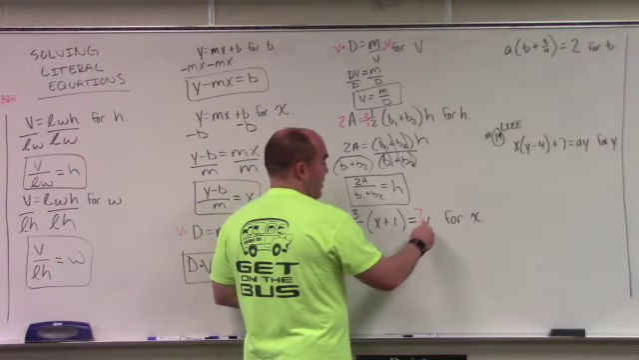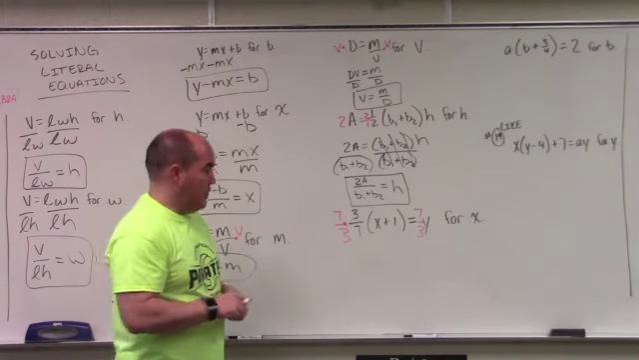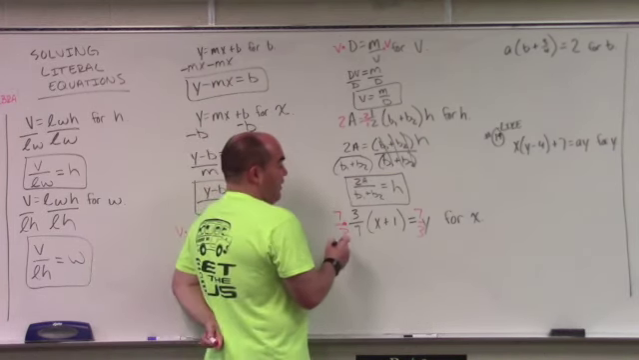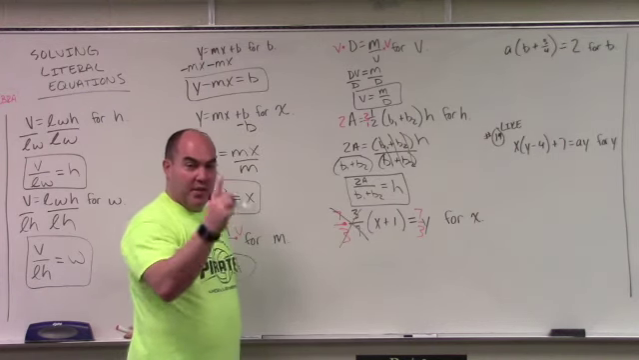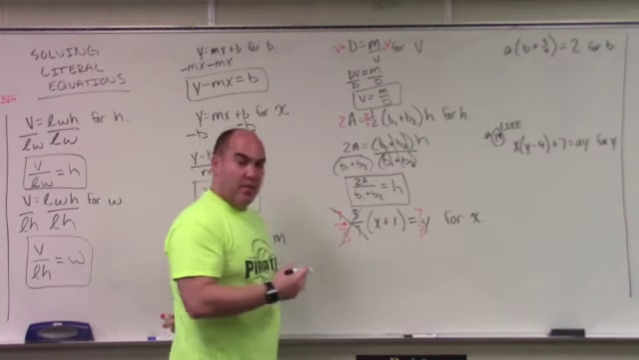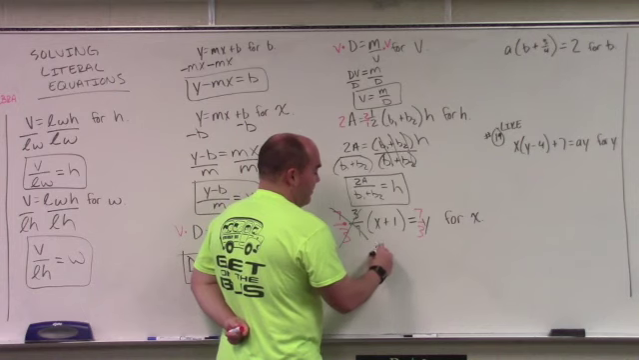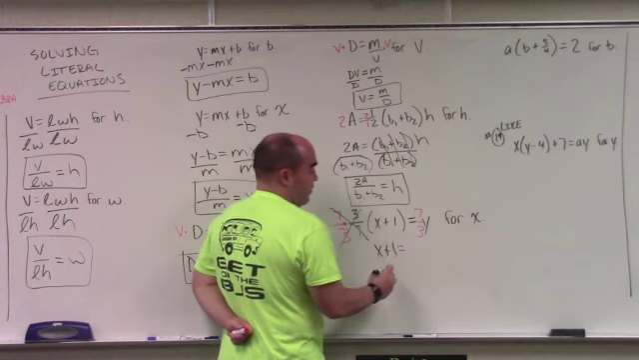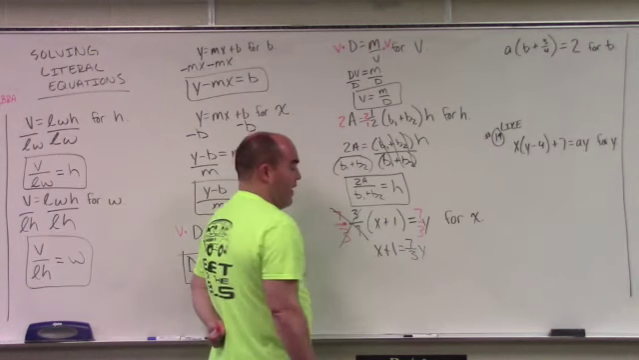I'm going to do the same thing over there by the y on the other side of the equal sign. So now, on the left, the 3 over 7 times the 7 over 3 is going to make a 1. So basically it cancels itself out. Now I have x plus 1 equals 7 over 3 times y.